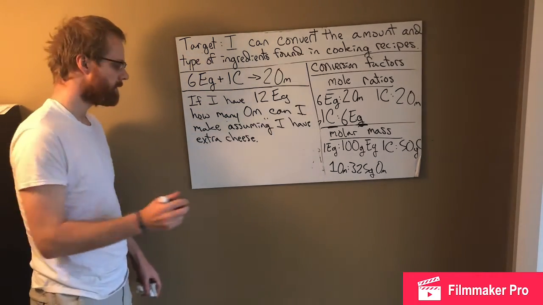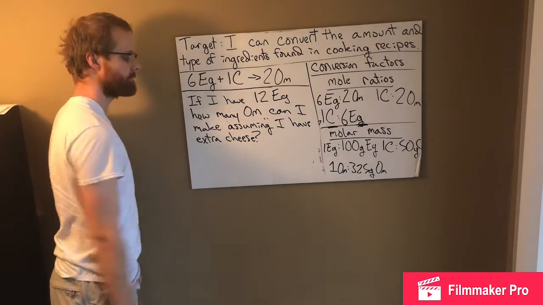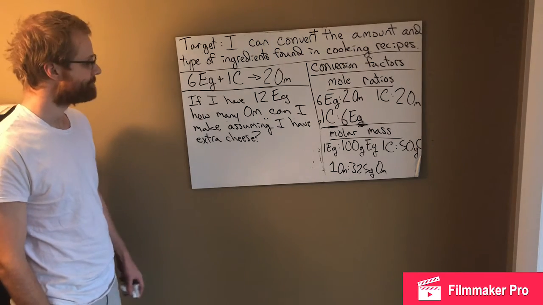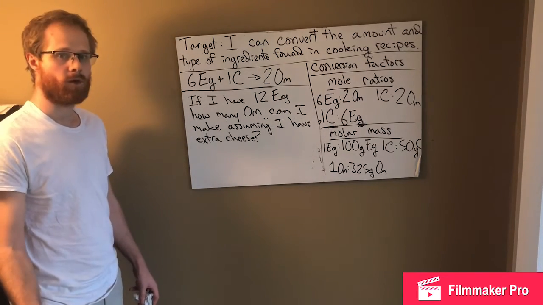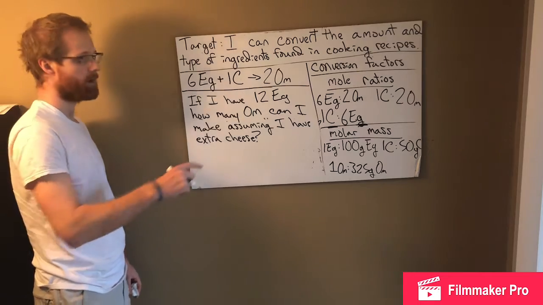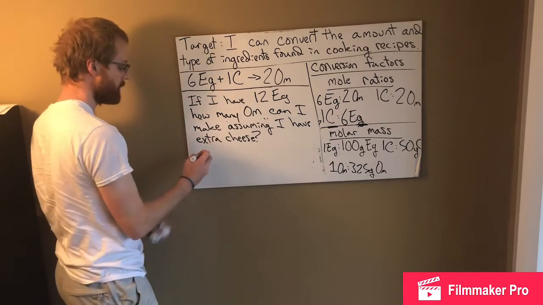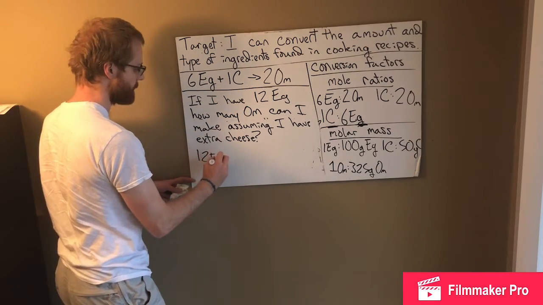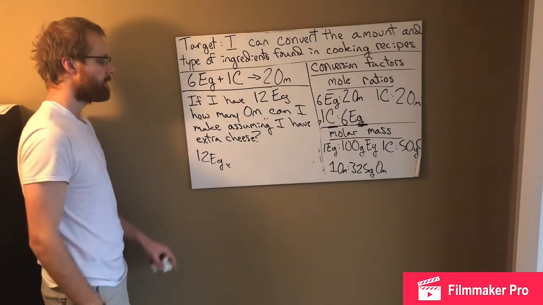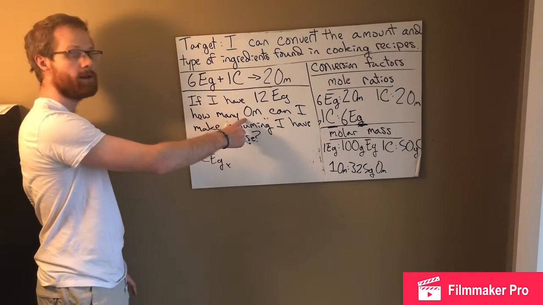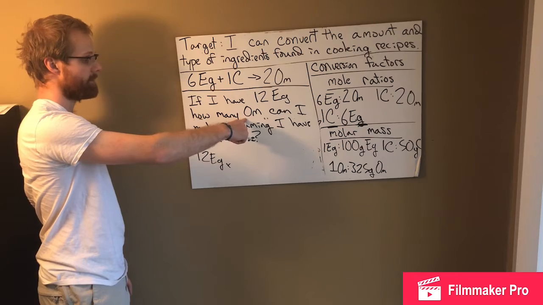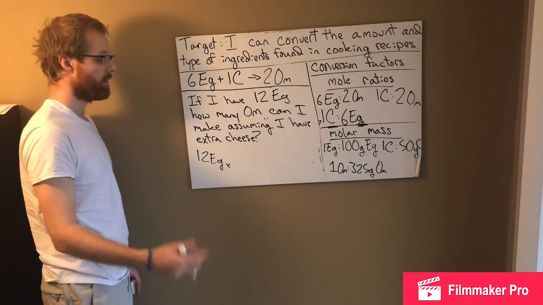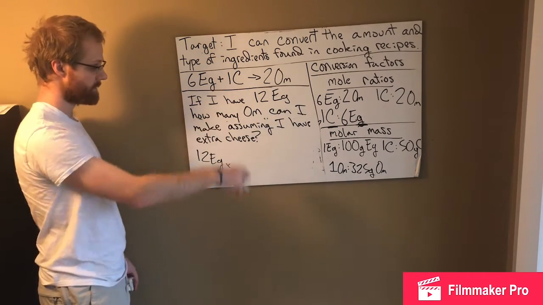See if you can solve this problem. Good luck. All right. So, most of you have probably figured out we're just going to start with the number we know. We know we've got 12 eggs. And what we're trying to find is the number of omelets that we're going to have in this particular batch with our 12 eggs, right?